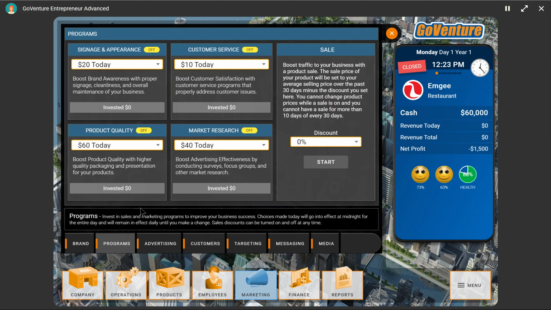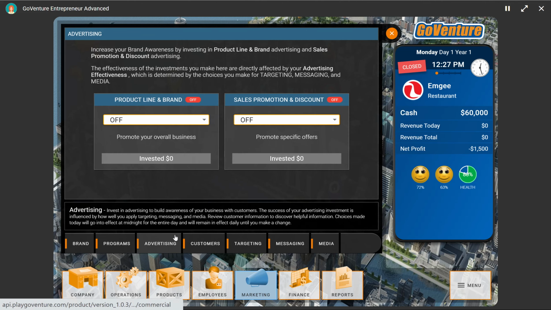So you have five options here on programs. You can improve the signage and appearance of your business. You can improve your customer service, your product quality. You can conduct market research, which will boost your advertising effectiveness. And you can implement a sales discount. Now you can follow the directions that are provided here for each of these choices. I won't go any further in this video. Let's go on to advertising.